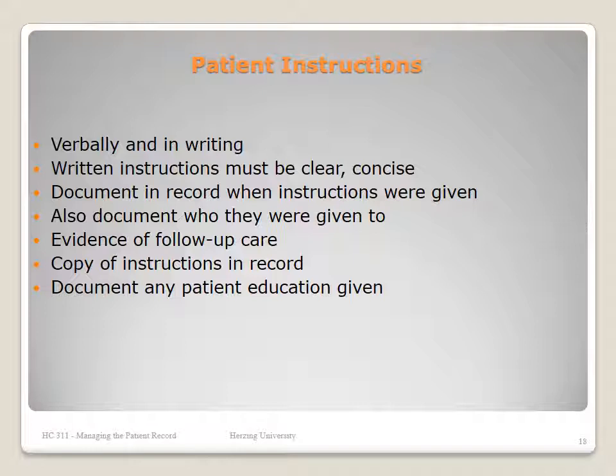Ambulatory staff needs to document who the instructions were given to and at what time. Follow-up care and appointment information should be given in the patient instructions. They need to know when their next appointment is or if they need to call for their next appointment. A copy of the patient instructions that are given to the patient needs to be placed in the medical record.